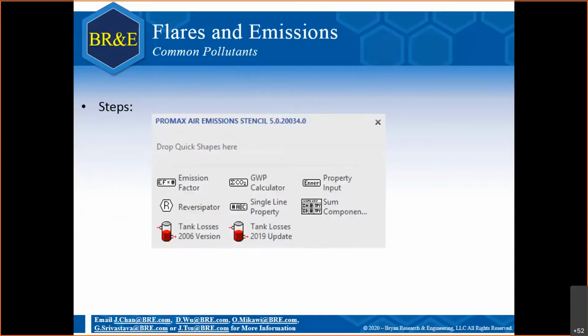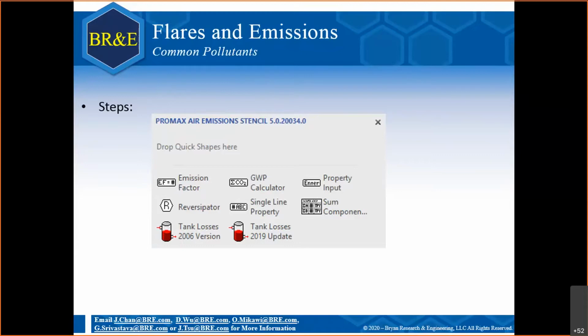In ProMax, there is a way for you to calculate the air emissions. For those who are familiar with ProMax, we have a tool called the air emissions stencil. This tool allows users to display these emissions in ProMax on your flow sheet. The stencil is located on the ProMax ships on the left. If you are unable to find the stencil, you can contact us, and we'll send you the stencil.